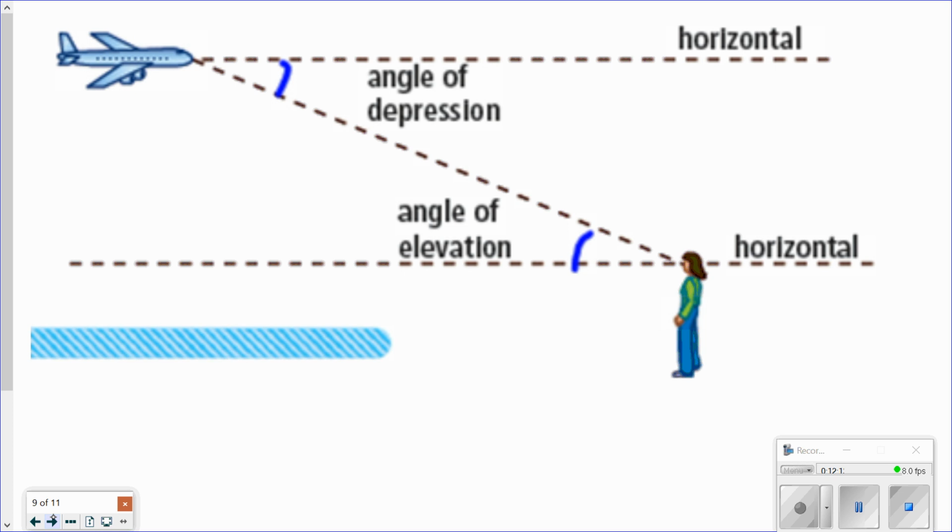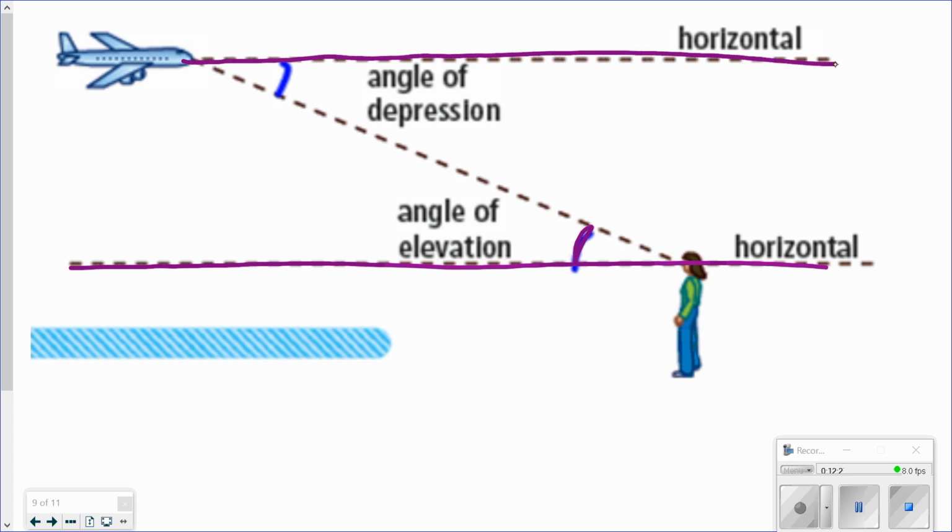Next, we're going to talk about the angle of depression and angle of elevation. If you were looking at a horizon and you look up, that would be the angle of elevation. If you are in an airplane or somewhere up in the sky and you are looking down, that would be the angle of depression. Now, if you have two horizons, we know that those would be parallel. So we know that the angle of depression and angle of elevation would actually be the same measure because they are alternate interior angles.